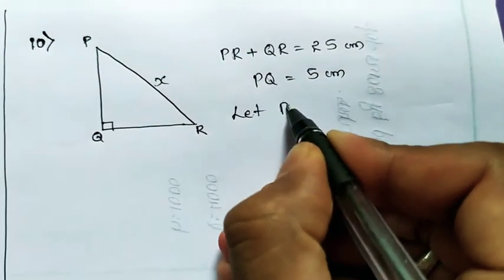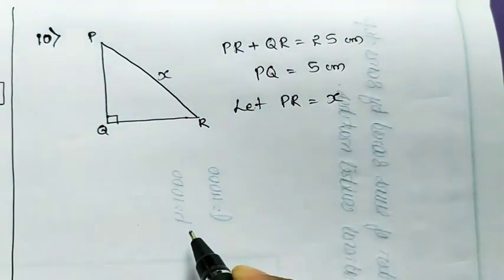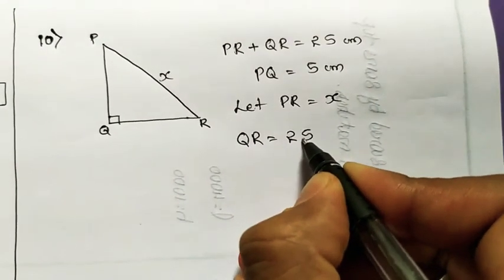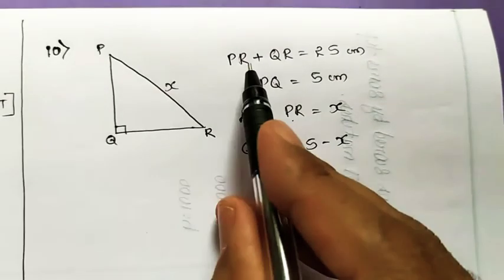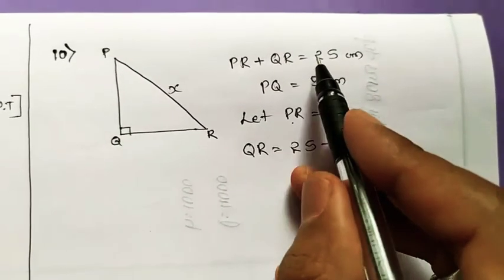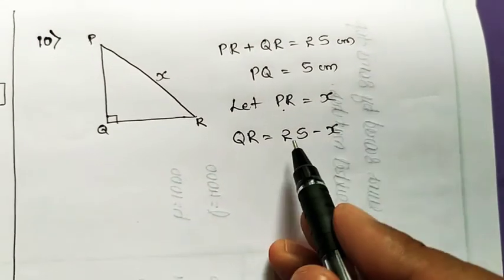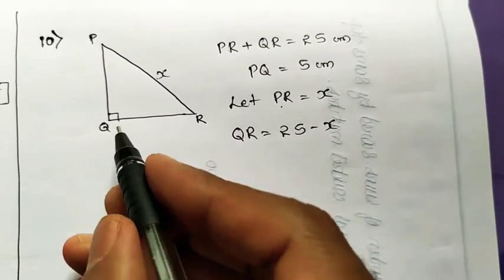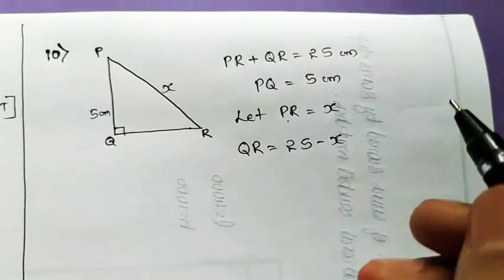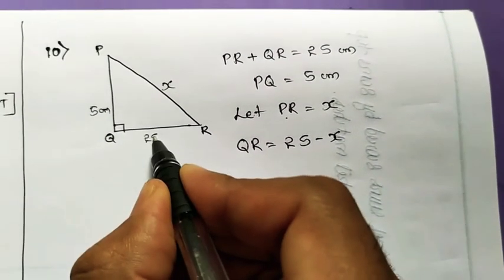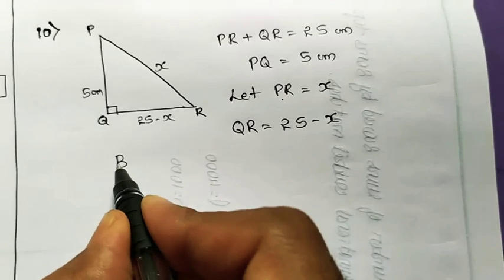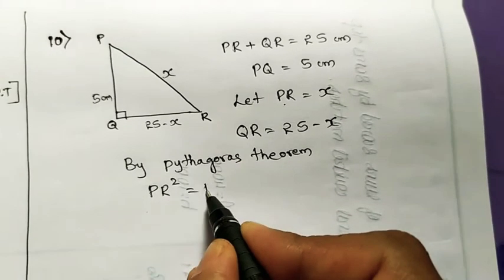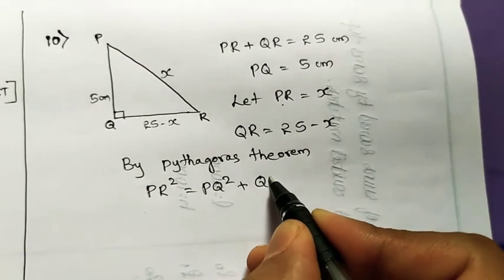Let PR equal X, then QR will be 25 minus X. Taking X to that side, it becomes minus. So QR equal to 25 minus X. And they have given PQ, that is 5 centimeter. QR becomes 25 minus X. So by Pythagoras theorem, PR square equal to PQ square plus QR square.